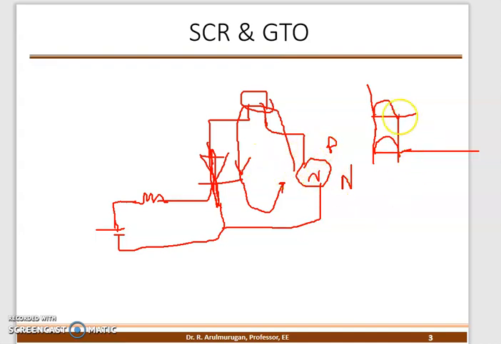What about the negative half cycle? During the negative half cycle of the input, what will happen? The bottom is phase and the top is neutral, so the current would flow from here to there. What will happen? Here it is reverse biased, so it blocks. The output is 0.